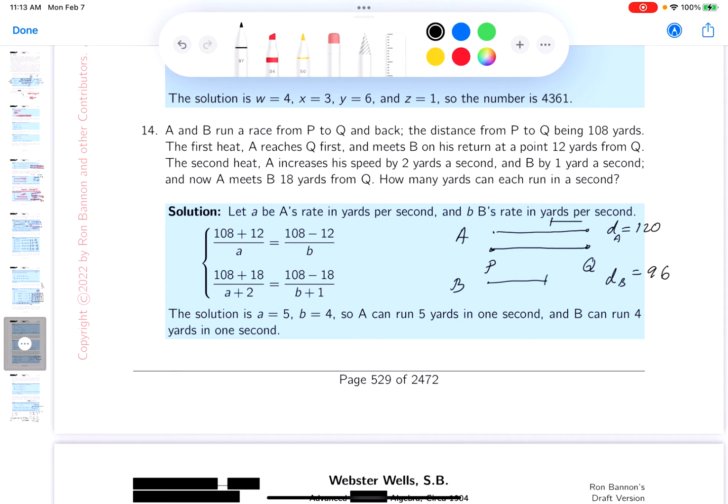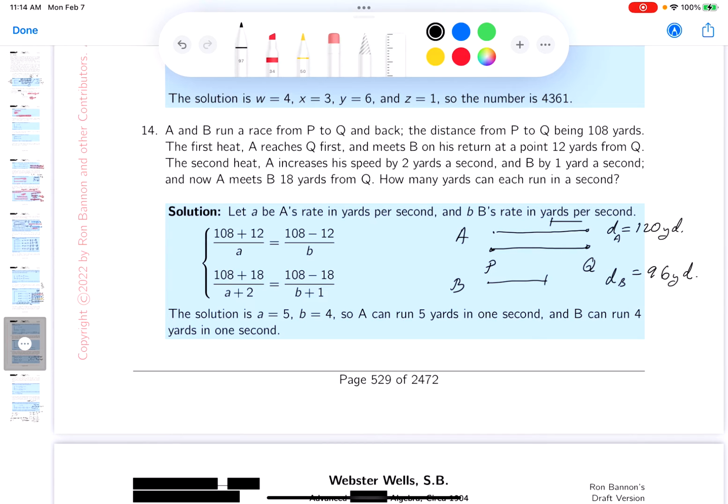But then they start talking about if they increase their rates. So what I've got to understand is that they're rate problems now. By the way, this is yards. All right, and this occurred at the same time. So A did 120 yards in the same amount of time that B did 96 yards.